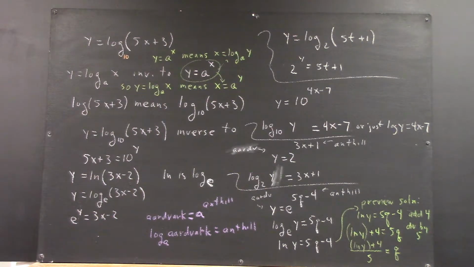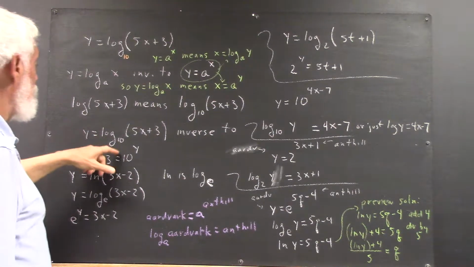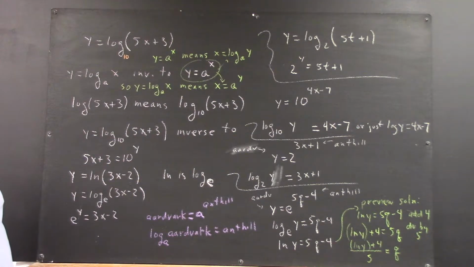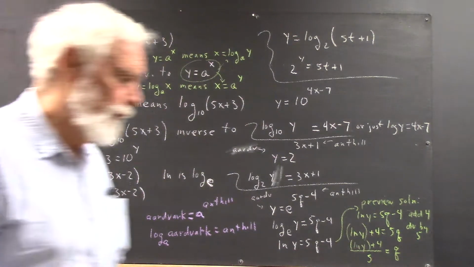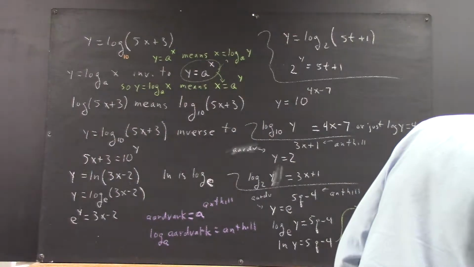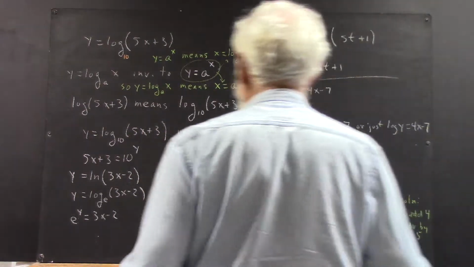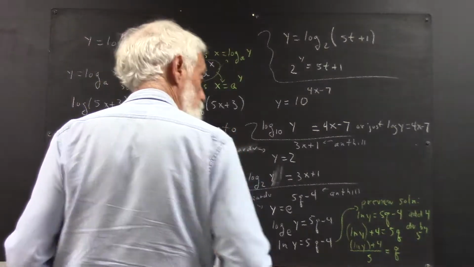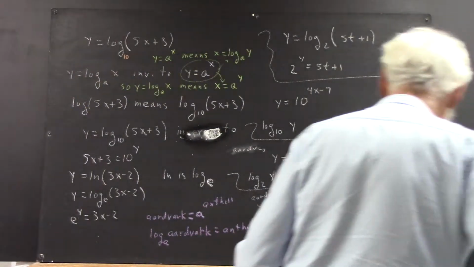Okay, so in any case, y equals log 10 of 5x plus 3 is, I say inverse to, and that probably isn't a very good thing to say. It's the same as, it's not inverse to. So let me change my terminology here.